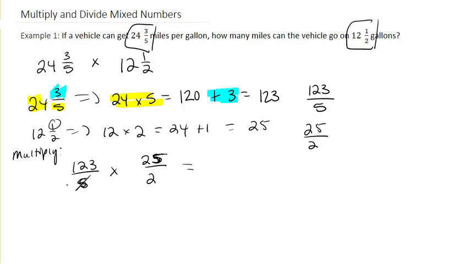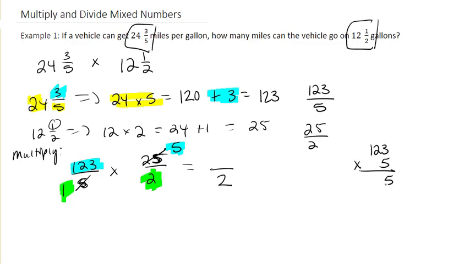So we'll just cross them out. This 5 divided by 5 is just 1. Now 25 divided by 5 is 5. So then we're going to multiply this 123 times 5 and this 1 times 2. On the bottom we get 1 times 2, which is 2. And then we get 123 times 5.